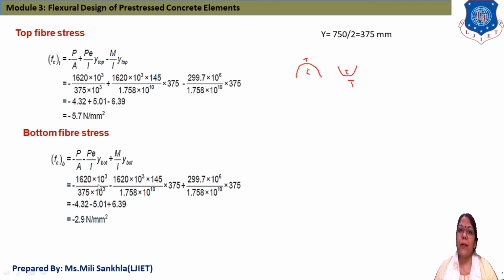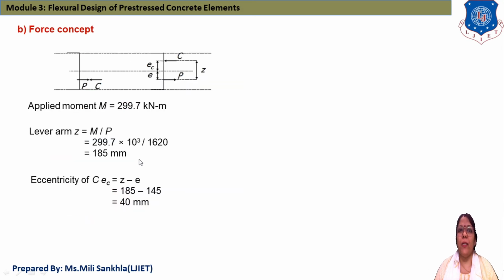Again, the same repeated step, only the sign will be changed. And the final answer of this bottom fiber stresses is equal to minus 2.9 Newton per mm square. Ultimately the top and bottom fiber is subjected to compressive stresses. Now we discuss the force concept.